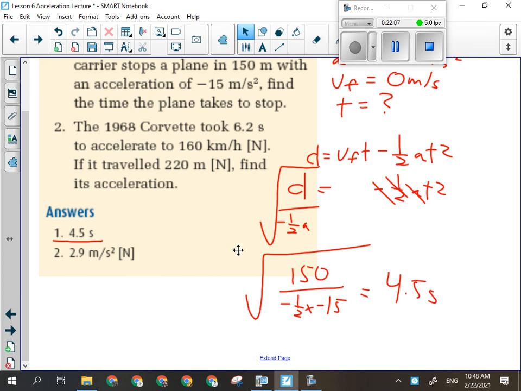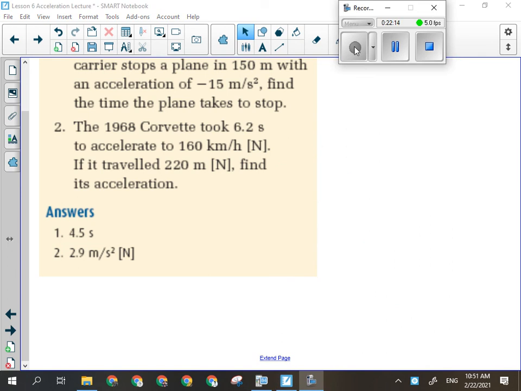How many people have done the second one? Okay, I'll give you a little bit more time then on the second one. All right, so the 1968 Corvette took 6.2 seconds to accelerate, so they gave us the time, 6.2 seconds, to accelerate to 160 kilometers per hour north. For whatever reason they put north on there, okay? But we've got a direction now.